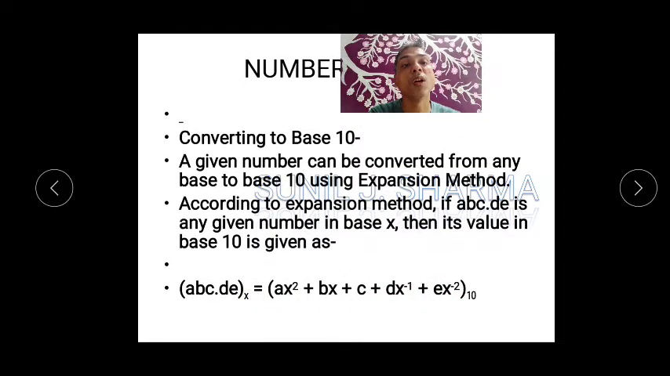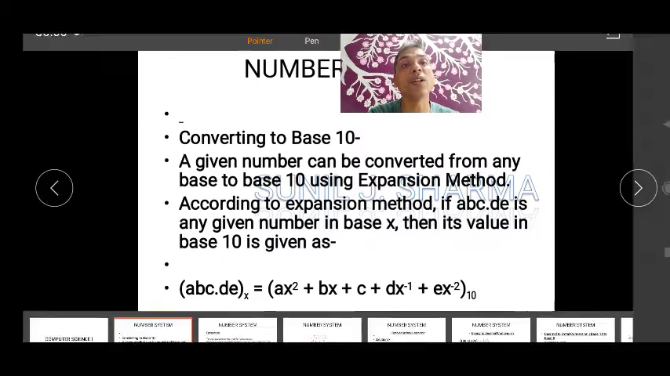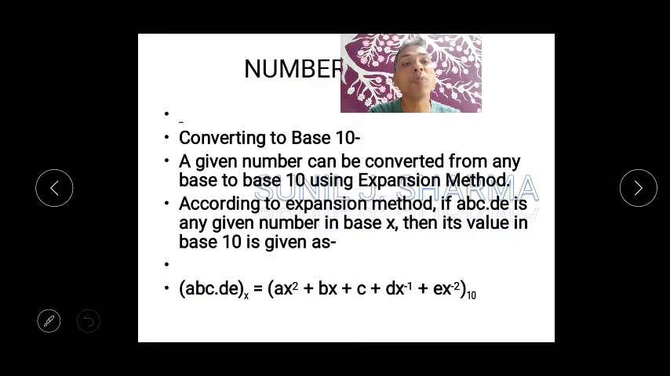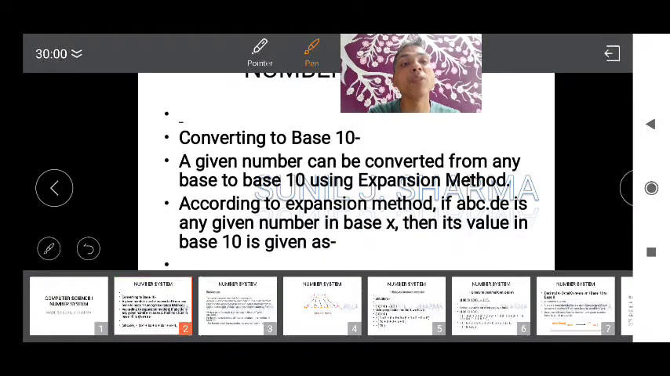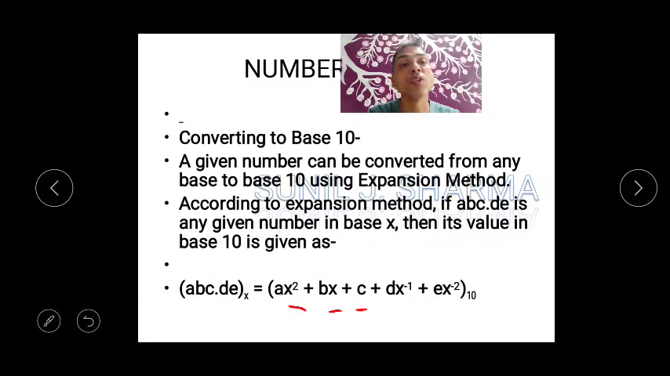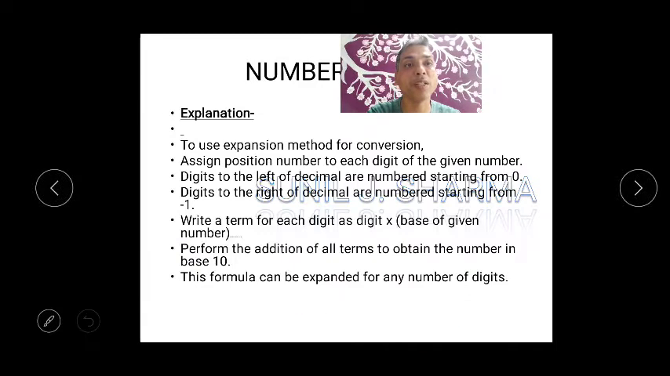Suppose you go with a number line. This will be at 0 position, this at position number 1, this at position number 2. So this will be x raised to 0, x raised to 1, then x raised to 2, and when you go towards the right-hand side, there will be a negative: x raised to minus 1, x raised to minus 2, and it will go on like that. I hope you understood. Don't worry, I'll give you one example also.